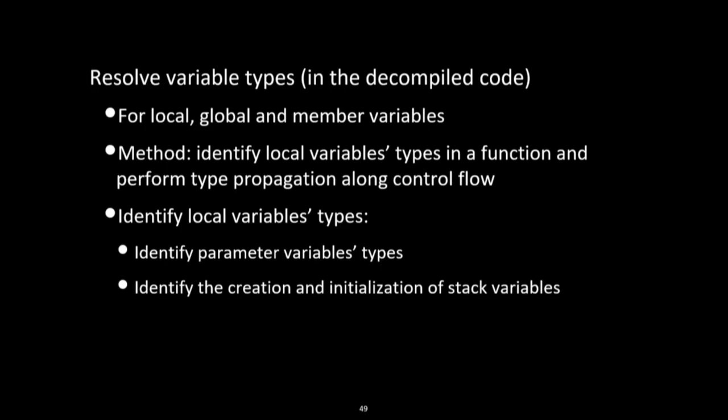Another critical feature of Ryuk is that it can resolve types of local, global, and member variables in the decompiled code. Its method is to first identify local variable types and then perform type propagation along control flows. There are mainly two kinds of local variables, which are called parameter variables and stack variables.